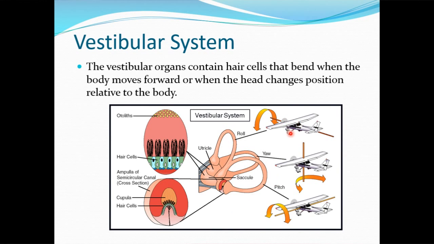Now, I like this picture because it explains it so well. If you think of an airplane that's rolling like this, okay? So this little canal will pick up that movement. This one over here will pick up what they call the yaw, which is sort of moving like that, okay? And this one here will pick up what they call pitch, which is that sort of movement. All right. So have a look at that, and it will just remind you of these various semicircular canals. So you can understand why the semicircular canals are on the x-axis, on the y-axis, and on the z-axis. Okay.